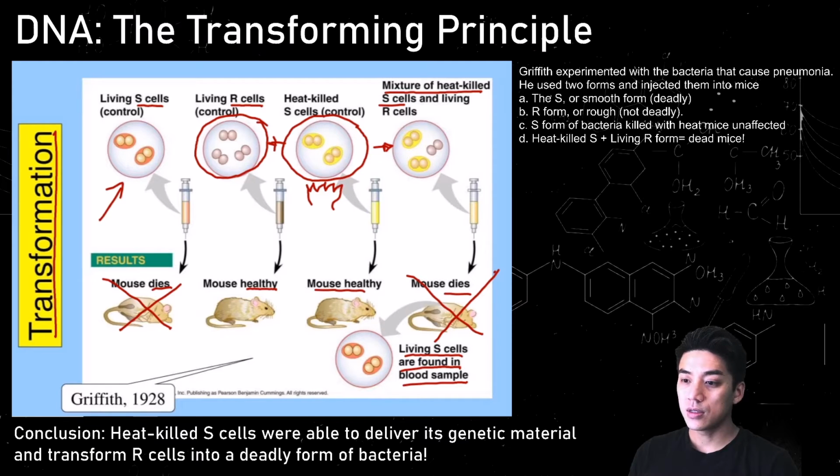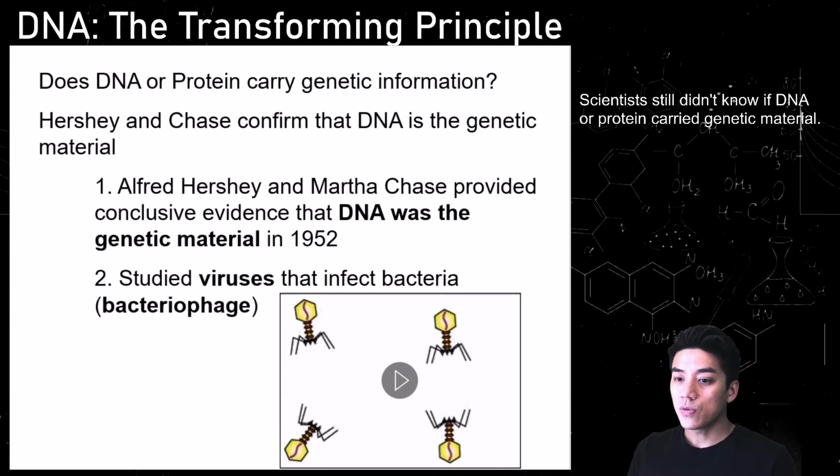And so what later was concluded was the heat-killed S cells were able to transform or deliver its genetic material, and then the R cells became a deadly form of bacteria. So we're on to something with the mouse pneumonia experiment. We know that genetic material is being passed around somehow, but at this point, in the 1950s, scientists still didn't know if DNA or protein carried genetic material.